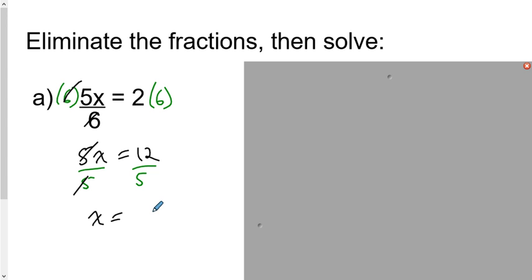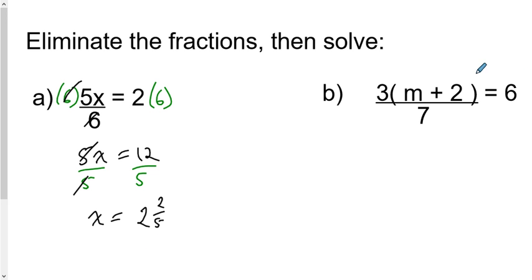Can I write that as a simpler fraction? No, I could write it as a mixed number, which would be 2 and 2/5. But 12 over 5 is as simple as I can make it. I'm going to end up with an improper fraction. Okay, our last one. This one looks scary.